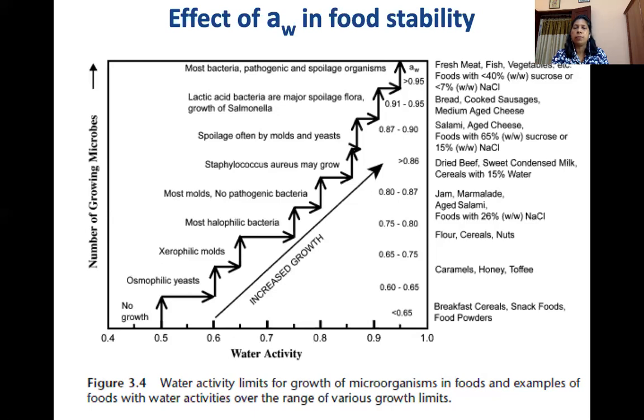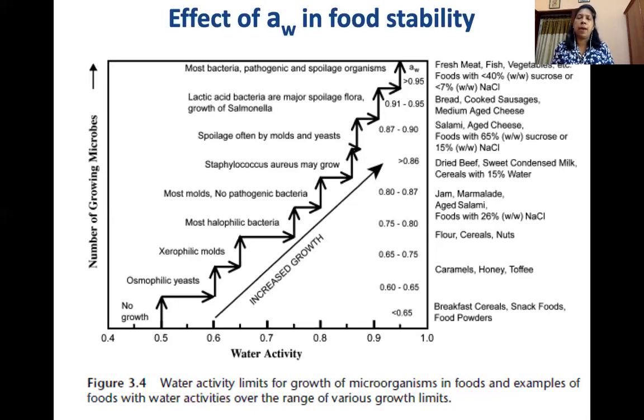So what are the products? For example, fresh meat, fish, vegetables, food with less than 40% of sucrose and less than 7% of sodium chloride. Now they mention fresh meat because sometimes we can add salt to fresh meat. But if the salt content is less than 7%, you can't keep the product for a longer period. In fish, even if the salt percentage is less than 7, you can't keep the fish for a longer period because most of the bacteria and spoilage microorganisms can grow in that situation, right?